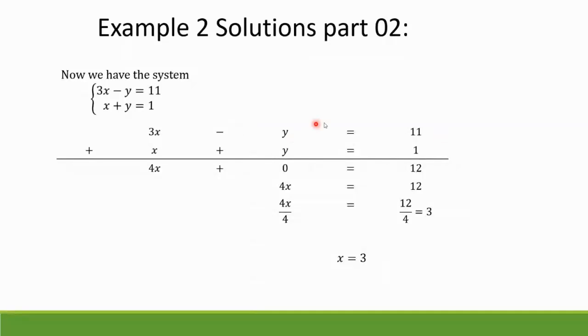So we add these together. As you can see, the y's are gone. 3x plus x, that's 4x. So we have 4x plus 0 is 12. So 4x is 12. So what does x have to be? Well, that's pretty simple. We just divide by 4. We get 4x over 4 equals 12 over 4, which is equal to 3. So we get x equals 3.